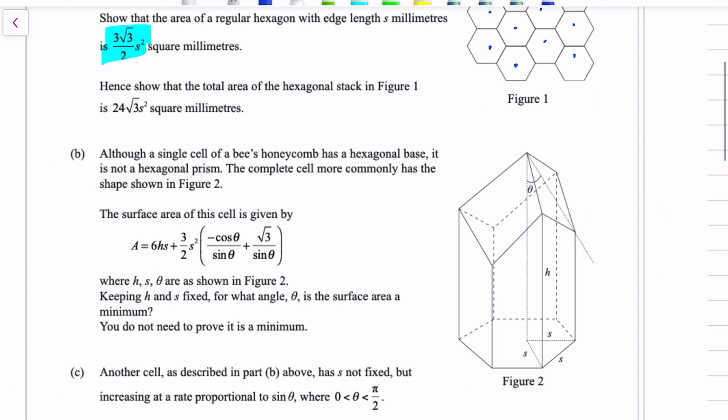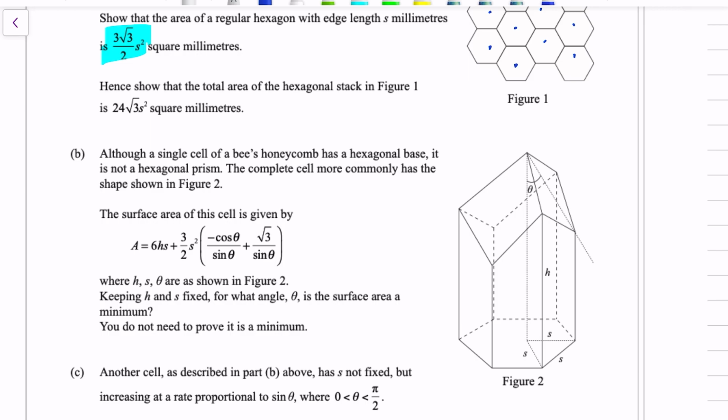Okay, second part. Although a single cell of a bee's honeycomb has a hexagonal base, it is not a hexagonal prism. The complete cell more commonly has the shape shown in figure 2, and the surface area of this cell is given by the following formula. We don't have to derive it, thank goodness.